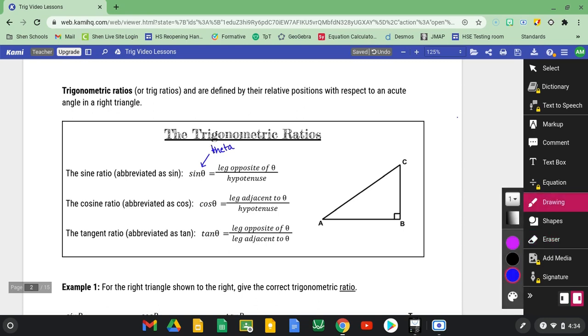The sine ratio, which is abbreviated as SIN, but we call it sine, says that the sine of theta, this symbol here, which is a Greek letter that just refers to an angle measure, is equal to the leg opposite of theta over the hypotenuse. We also abbreviate that as O for opposite over H for hypotenuse.